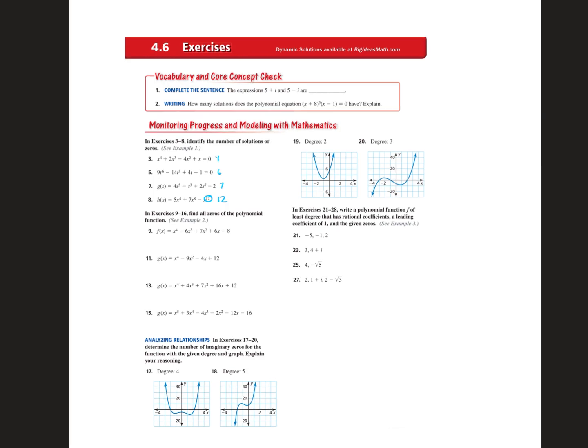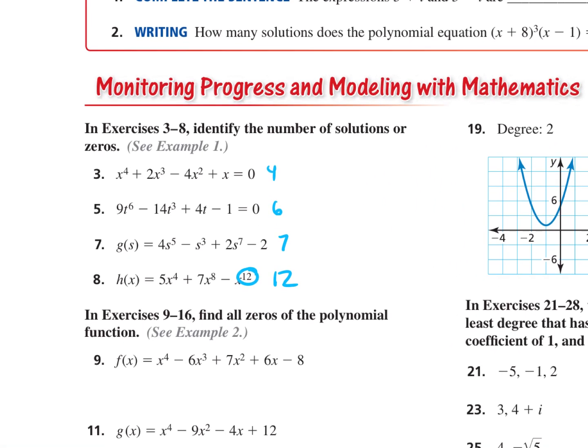So 4.6 homework, we have these questions that say identify the number of solutions. If it says the number of solutions, you're just telling me how many solutions you have. You don't have to actually name the solution. So what would we look at to find the number of solutions? The highest degree. So what's our highest degree for 8? 12. Be careful there because it's not the first one. It's actually the last. So just look at your highest degree to determine the number of solutions.